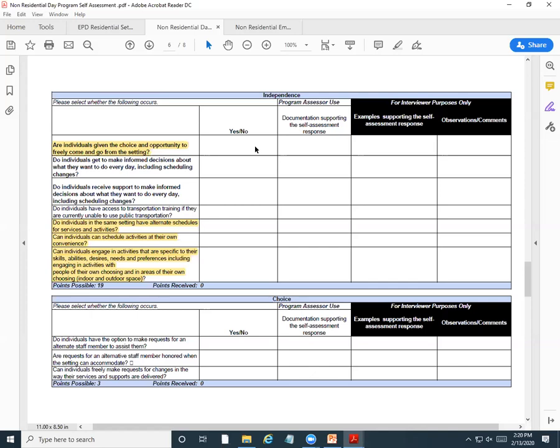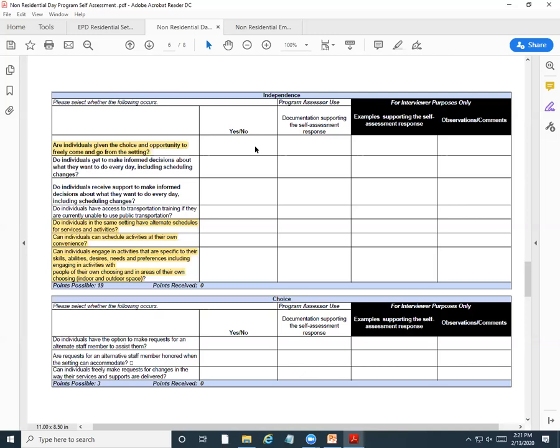Can individuals schedule activities at their own convenience? And we understand, given the staffing requirements, this may not happen the same day that they ask for it, but can the setting work to figure out when this activity might be able to happen within the day's program? Can individuals engage in activities that are specific to their skills, abilities, desires, needs, and preferences, including engaging in activities with people of their own choosing and in areas of their own choosing?